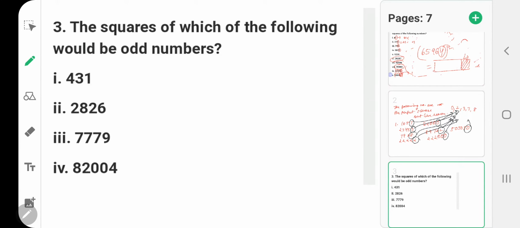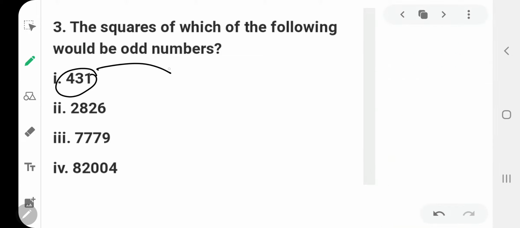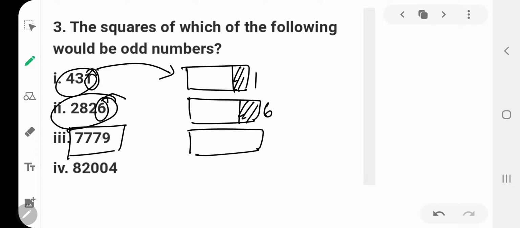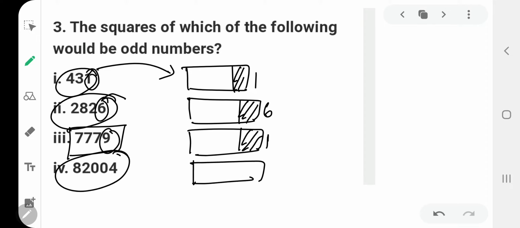Next we have, now they have asked the squares of which of the following numbers would be odd numbers. Now the square of this, as I told you, 431, naturally its last digit is 1, so the square number that comes will have last digit 1. 2826, so the square's last digit is the square of 6, 36, meaning 6. Then you have 7779, so check its last digit, square it, square of 9 is 81, so last digit is 1. 82004, so after squaring, the square of 4, the last digit will be 6.